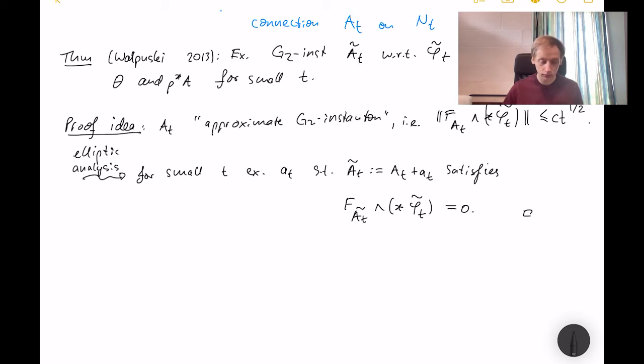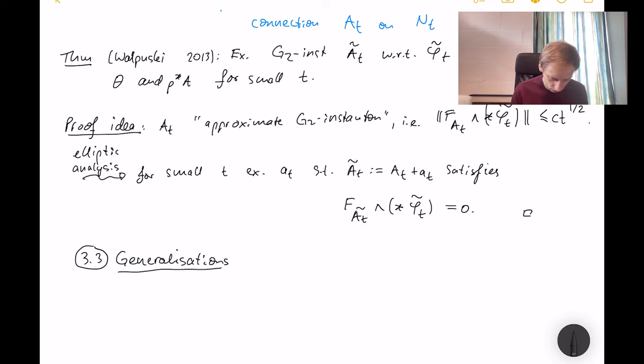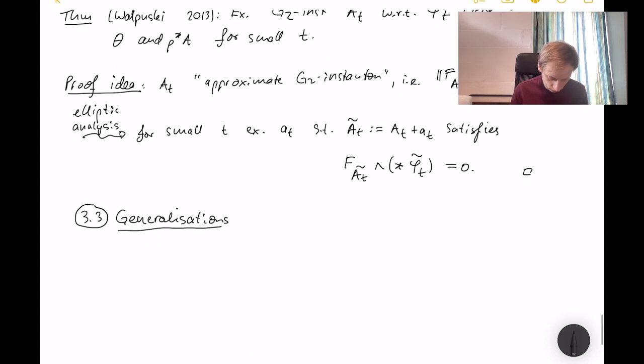Alright, so now that we've seen our first example of a G2 instanton on a compact G2 manifold, let's talk about how this can be generalized. There are just two generalizations that I want to mention. And the first one is generalizing p star A.